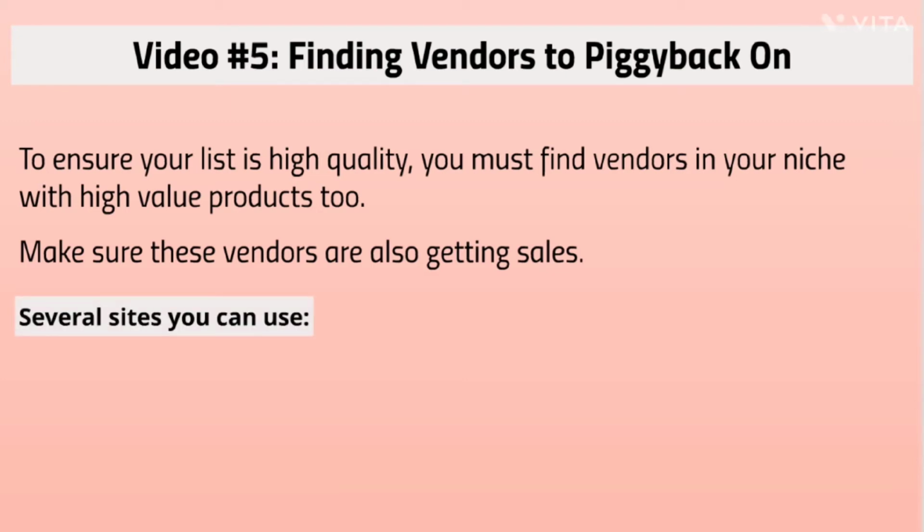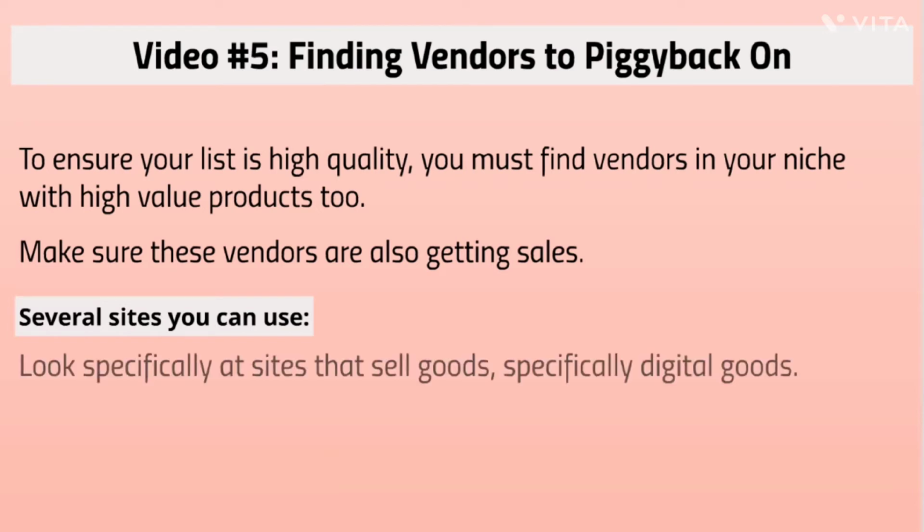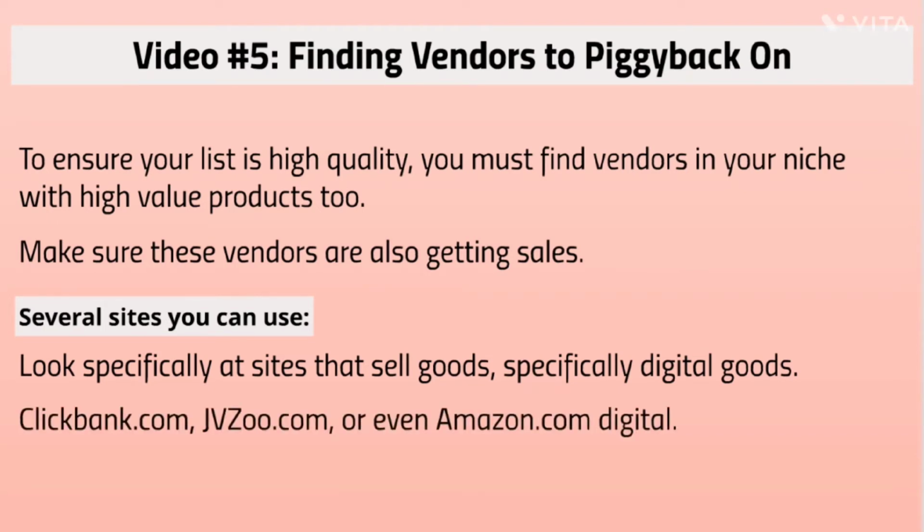And there are several sites that you can use to find these vendors. So keeping that in mind, you want to look specifically at sites that sell goods, specifically digital goods, if you are selling a digital book, a digital video course, or something digital or intangible. You could technically look at sites like Amazon.com, but most of those are selling through Amazon and are physical goods. Now, that doesn't mean that you can't maybe even convert your product into some sort of physical good. You could approach it that way as well. But you could use Amazon.com digital, like Kindle.